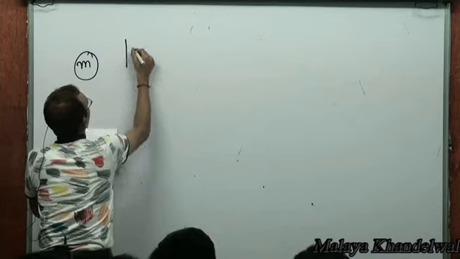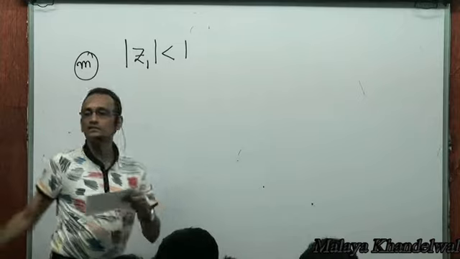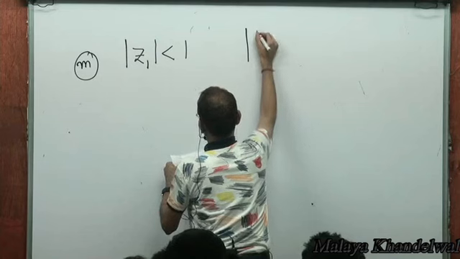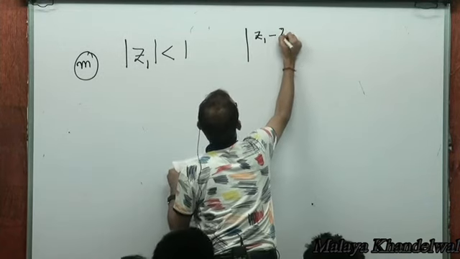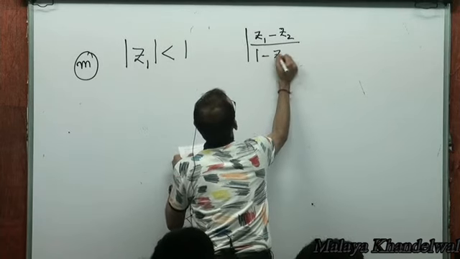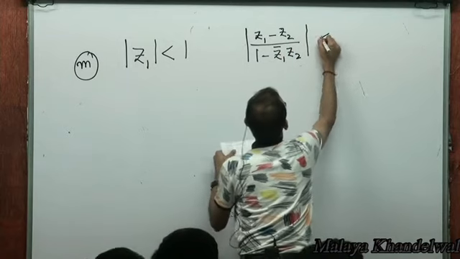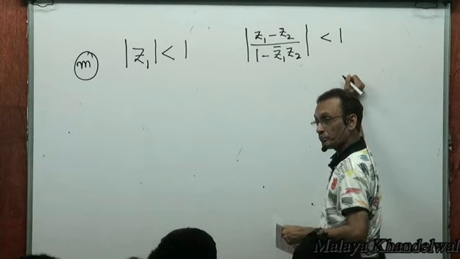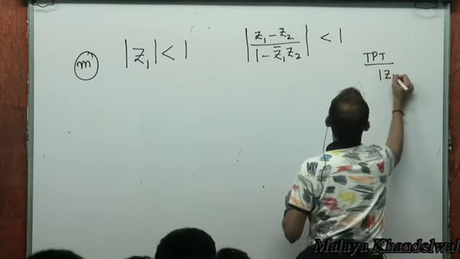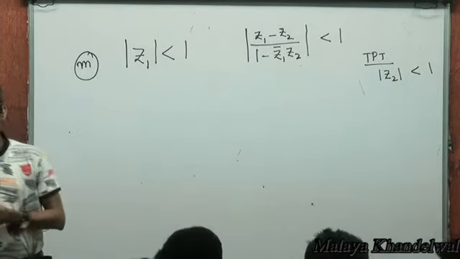It's given mod of z1 is less than 1, that's z1, and mod of z1 minus z2 divided by 1 minus z1 bar z2 is less than 1, that's given. We need to prove that mod z2 is less than 1. That's what we need to establish.